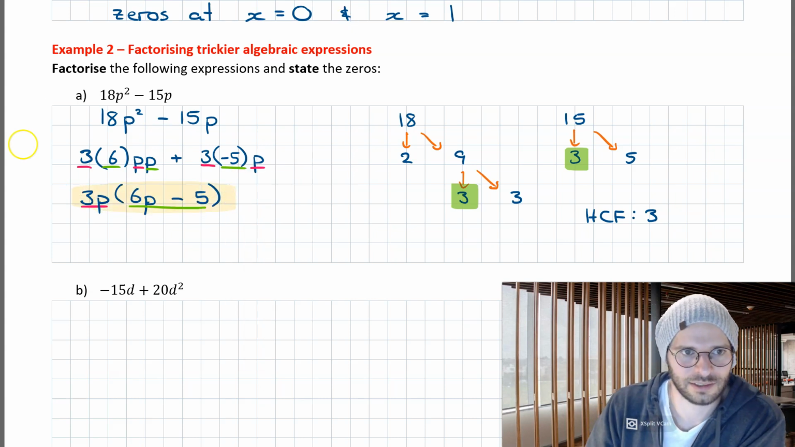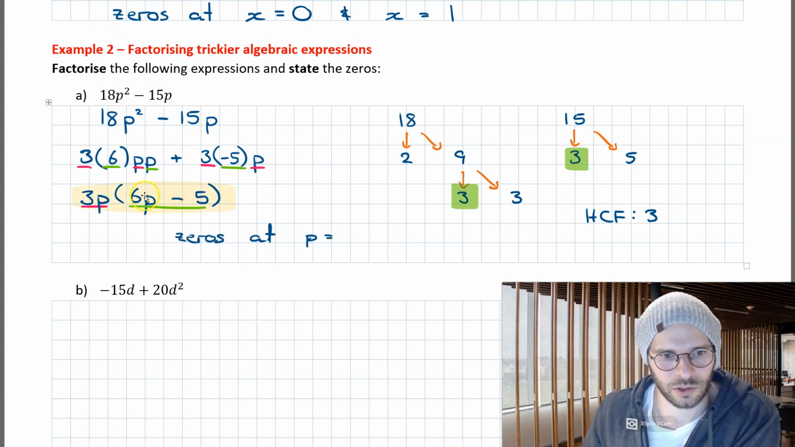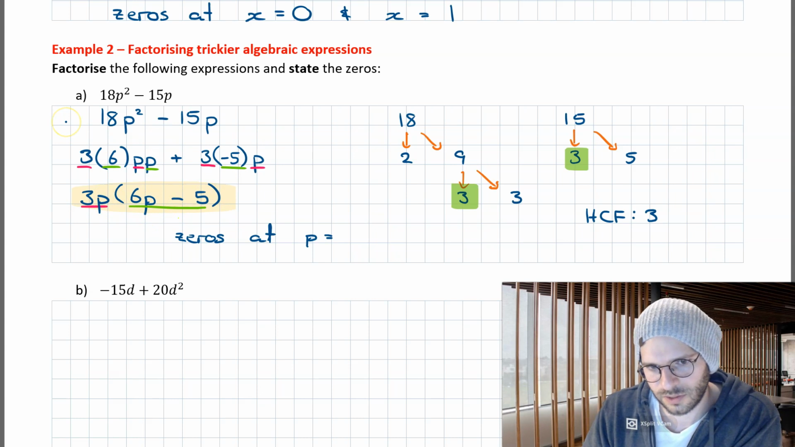Next, we need to state the zeros. If we have a look at over here, we've got a p on the outside. If we set this to 0, then it will make 3p become a 0, and then anything multiplied by 0 is 0, so first zero is at 0.